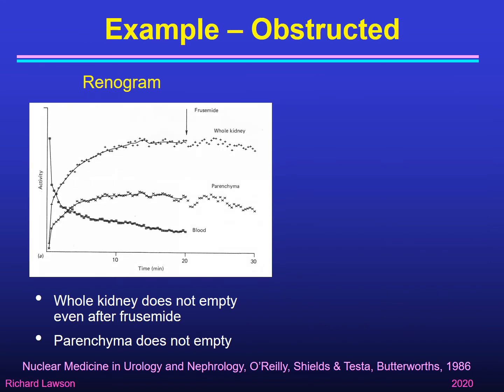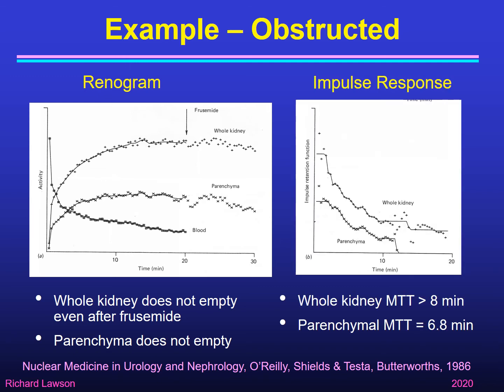Here's an example of an obstructed system. We can see here the curve for the whole kidney goes on up and up and up, and even after Frusemide it doesn't empty, and that indicates that this is an obstructed system that is not emptying even after Frusemide. And when we draw the curve for the parenchyma, we see that that also carries on and doesn't empty. So that also indicates there's a problem with the parenchyma even before we apply deconvolution.